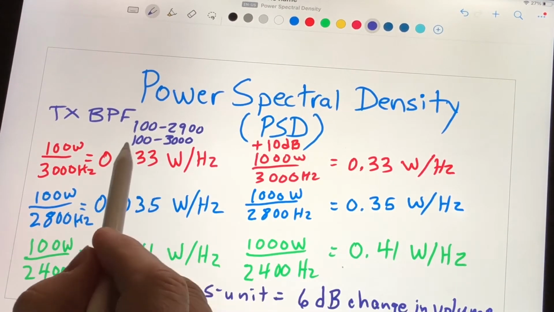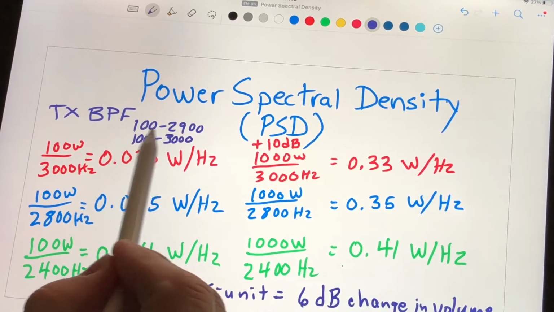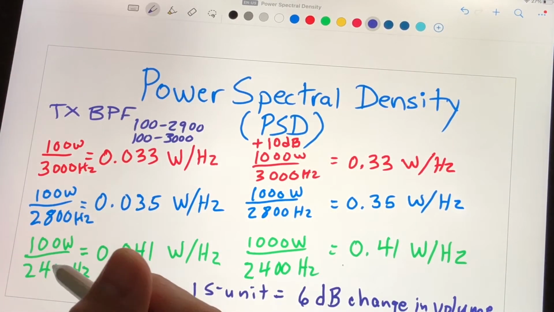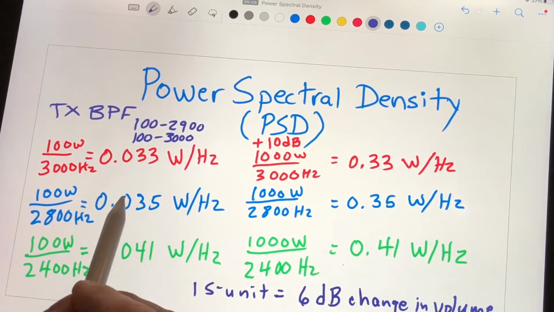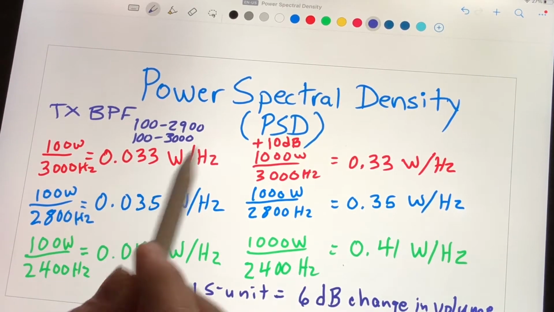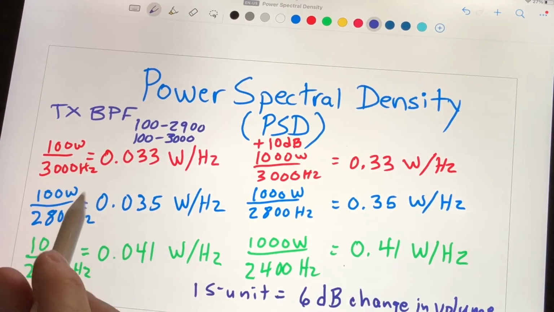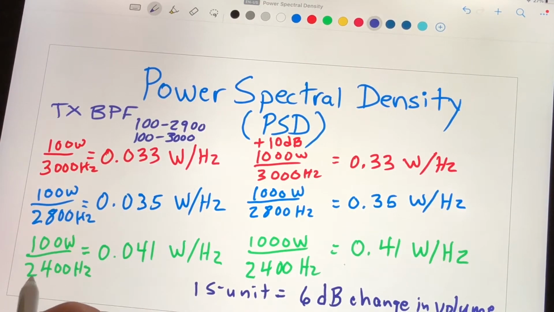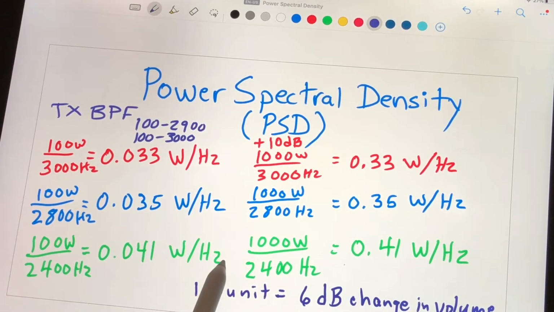Now, let's say we narrowed our transmit bandwidth to this one here, 100-2900. So we're at 2.8 kilohertz or 2800 hertz bandwidth. We've now increased our watts per hertz to 0.035. 3.3 versus 3.5. Now let's say I'm going to skip 2600, which is another option in there. I'm going to go straight all the way down to 2400. And if we divide 100 watts by 2400 hertz bandwidth, we are at 0.041 watts per hertz.